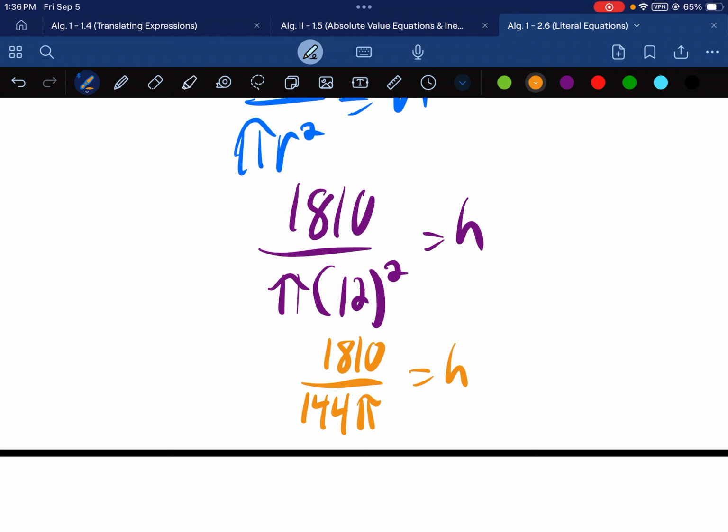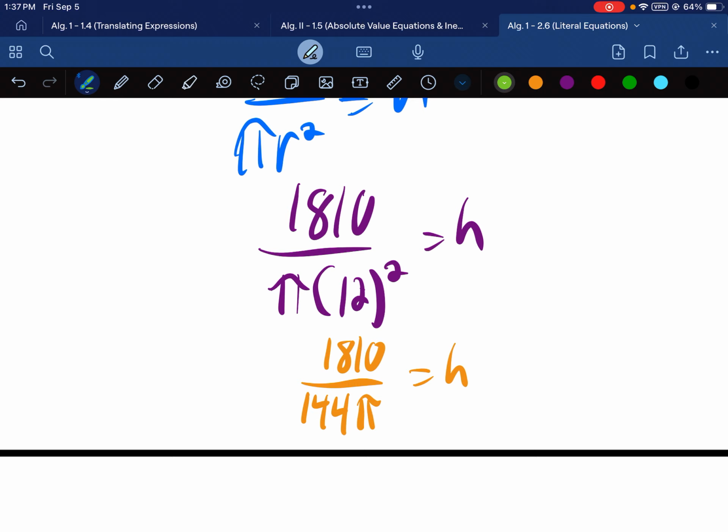equals h. I'm going to let my calculator do the work here, so I would type in 1,810 divided by 144 pi, and you can just use the pi button on your calculator. We have to push one of the other buttons, the second button or the alpha button, in order to get to pi. It ended up being second, and then the caret, which is right above the division symbol, a little blue symbol on the calculator. So you put second and then that little up arrow caret looking thing. It's called a caret in English. And so you have 1,810 divided by 144 pi.